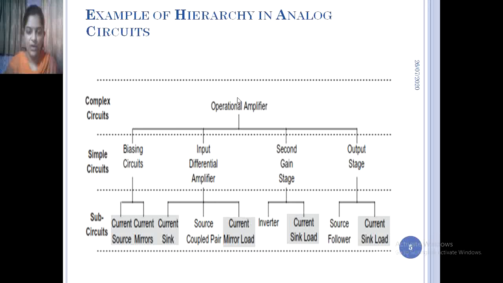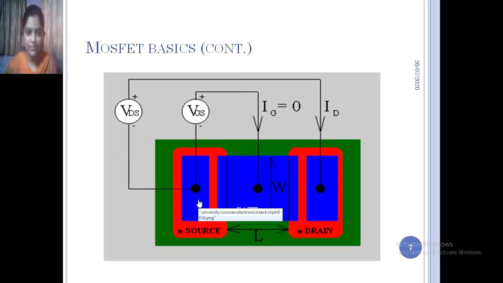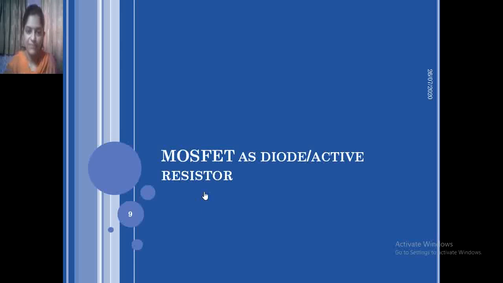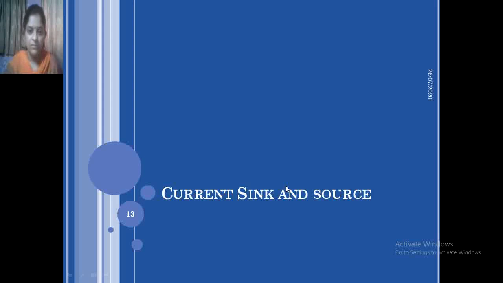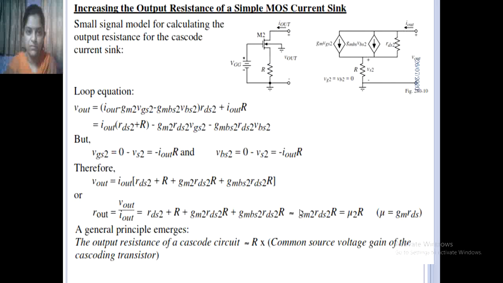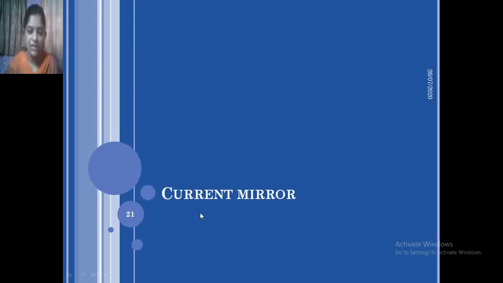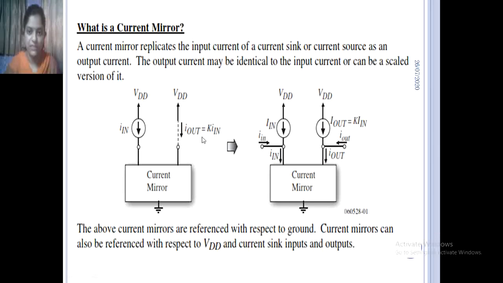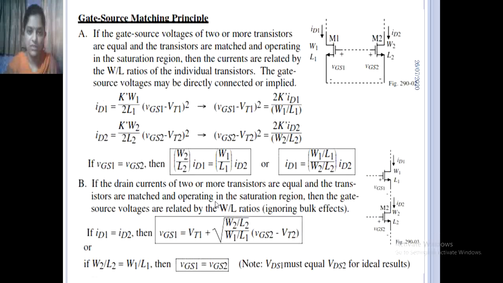So in the hierarchy of analog circuits, we have seen sub-circuits, simple circuits, complex circuits. So these are nothing but the MOSFET biasing. Already we have seen the MOSFET as diode or active resistor. Then we have seen the current sink and source. Last time we started the current mirror. Current mirror is nothing but the current amplifier, which we have already discussed.